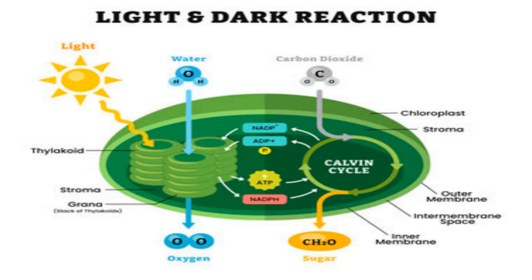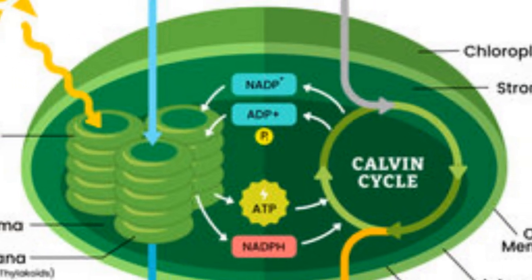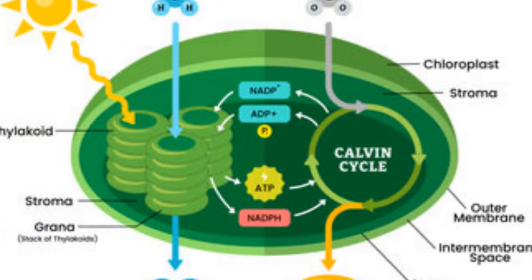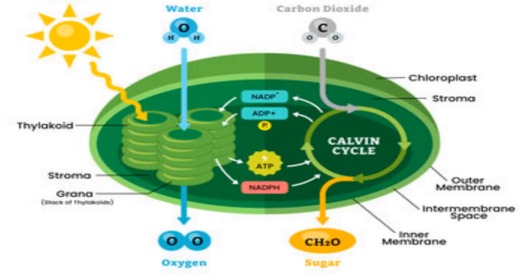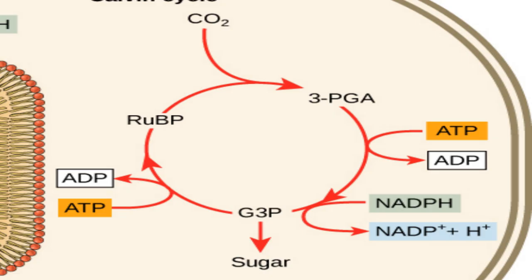Second is dark reaction, also called Calvin cycle. It does not require light directly, takes place in the stroma of the chloroplast, and involves the conversion of carbon dioxide into carbohydrate like glucose. The first stable product formed here is a 3-carbon compound called phosphoglyceric acid (PGA), also known as C3 cycle, because the first stable product is made up of 3 carbon.